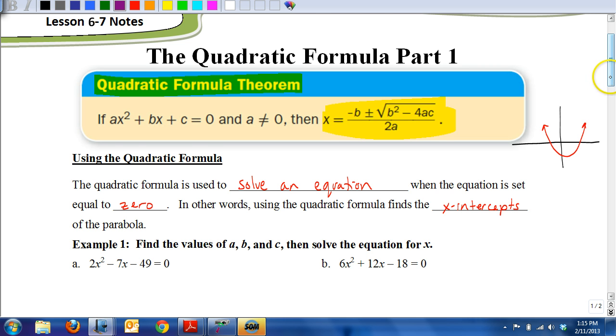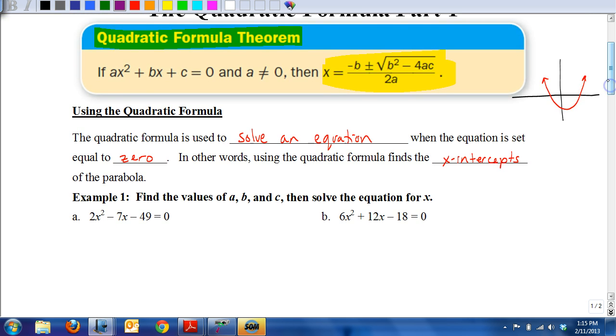Now it's important to understand why we need to use this quadratic formula, because I don't think when I was in high school that I fully understood what I was doing. I just knew to use this formula every once in a while. But we use this when it's in standard form. We use it to solve an equation when the equation is set equal to 0. You want to make sure that you understand that it has to be equal to 0. If it's not equal to 0, we can't use the quadratic formula until we get it equal to 0.